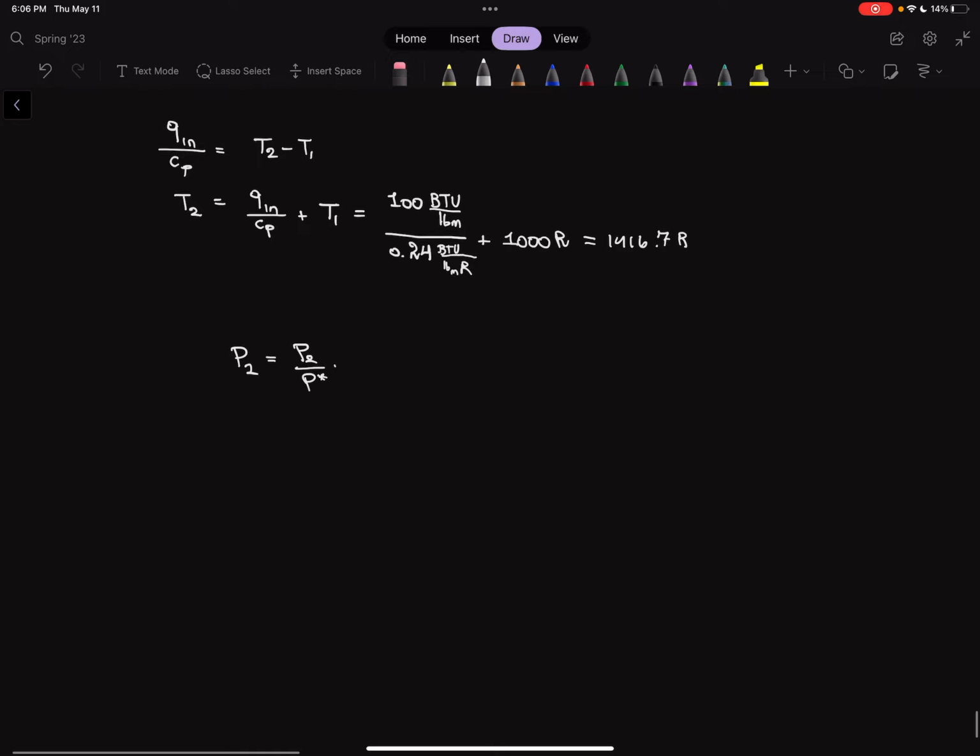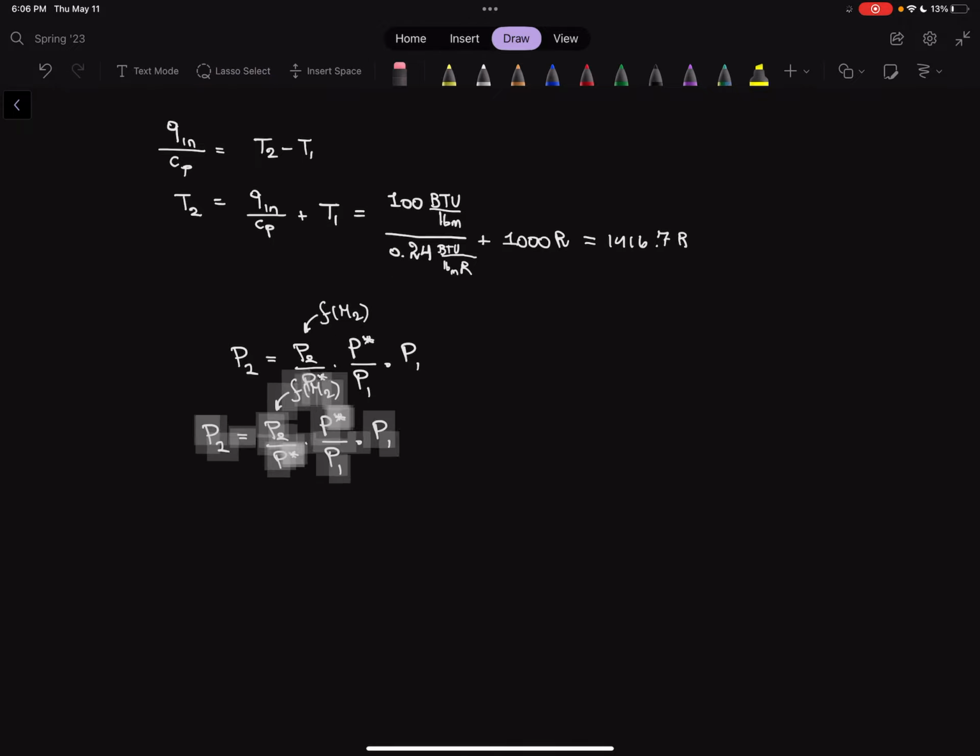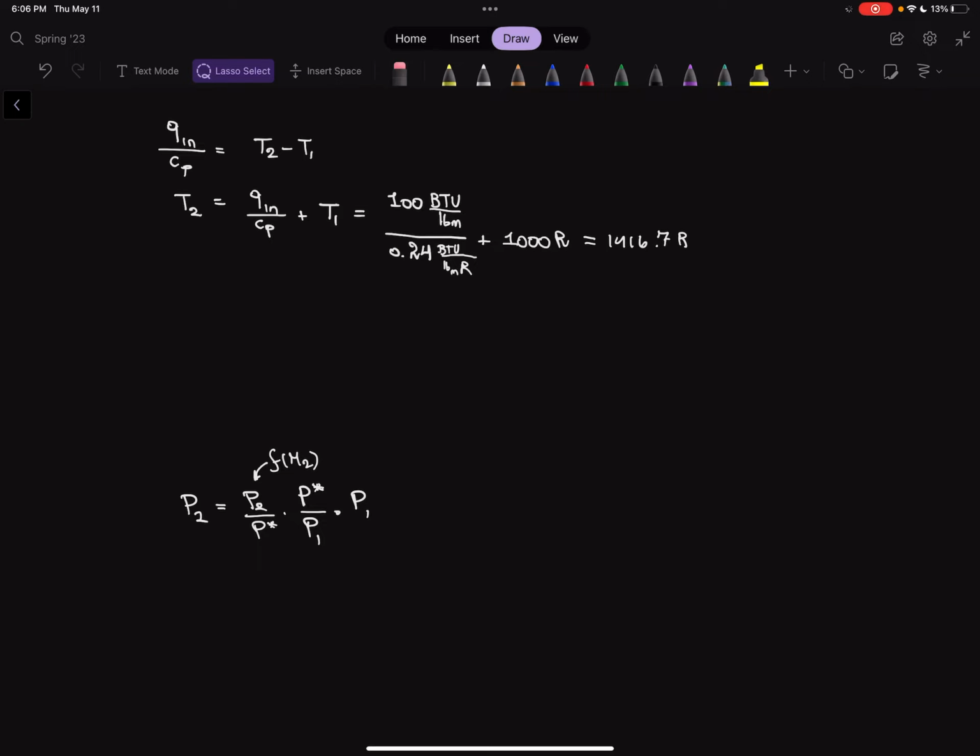Times P star over P1 times P1. Now, I see a problem here. The problem is that I don't have this. This is a function of the Mach 2. So to find the Mach 2, I need to find some other way to do it.